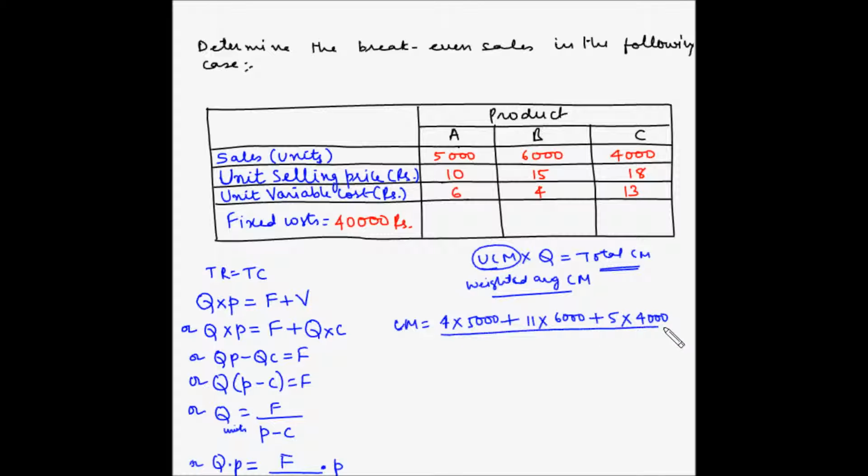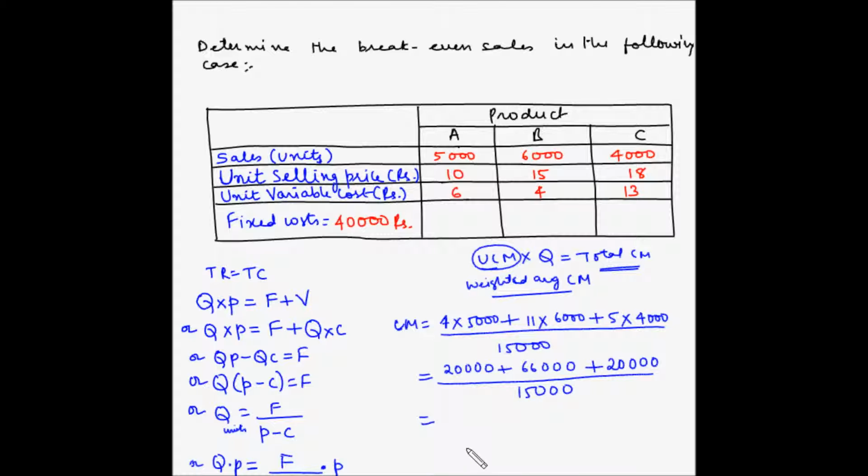And this will be divided by the total number of units sold, which is 5,000 plus 6,000 plus 4,000. So 5 plus 6 is 11 and 11 plus 4 is 15, so 15,000. Now this is equal to 5 fours are 20, so 20,000 plus 11 sixes are 66, so 66,000 plus 5 fours are 20, so 20,000 divided by 15,000.